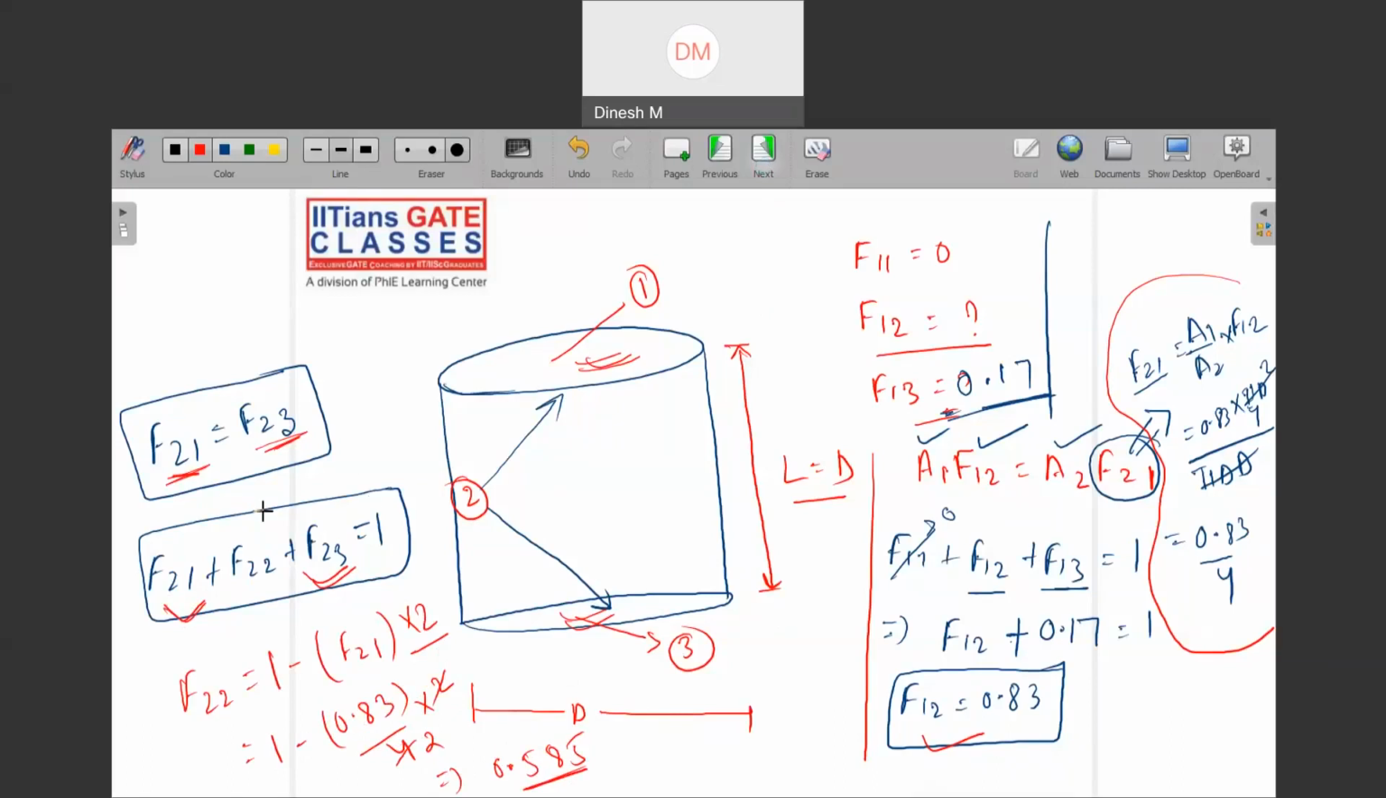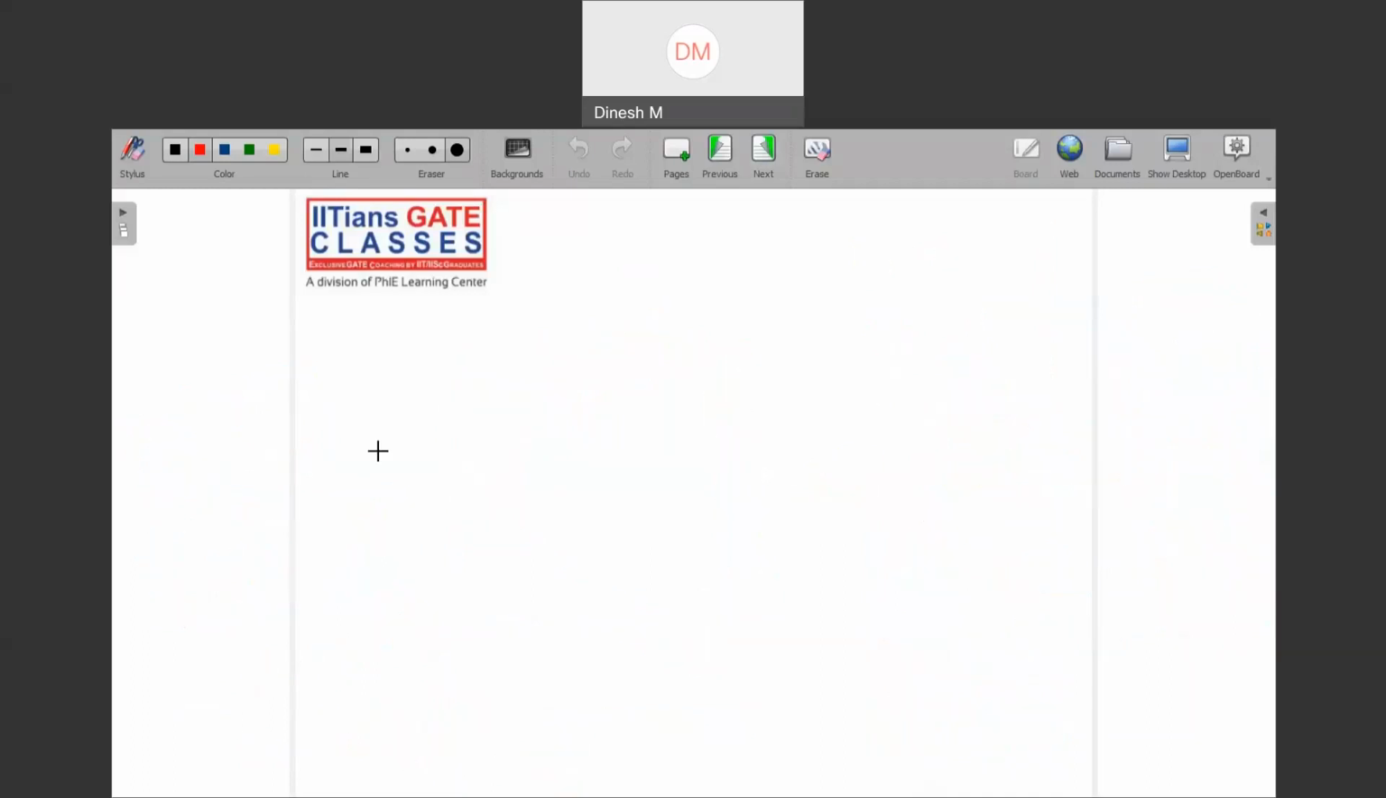Now let us quickly move to circuits. Whenever you are having radiation exchange, then we should know what is the radiation resistance, right? So let us now understand radiation networks. Like we have seen conduction network, let us now understand radiation network. So first thing is irradiation.